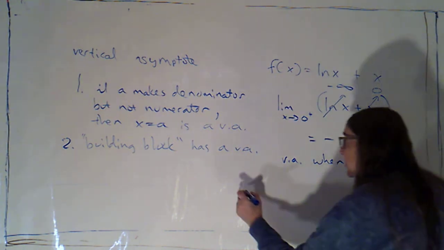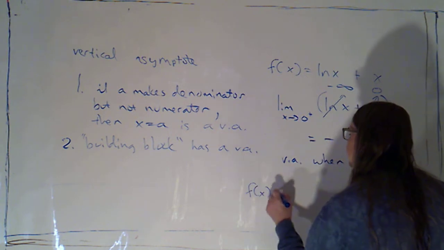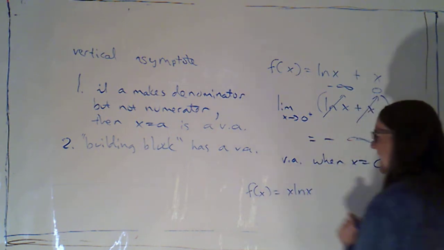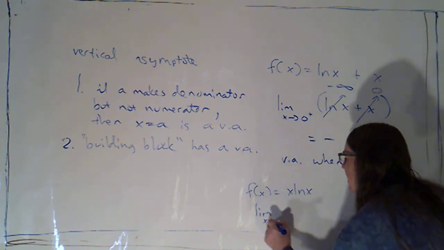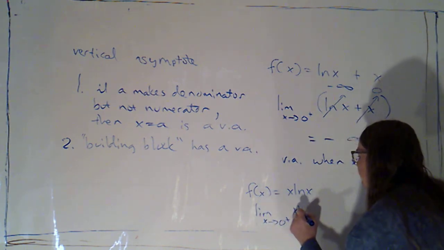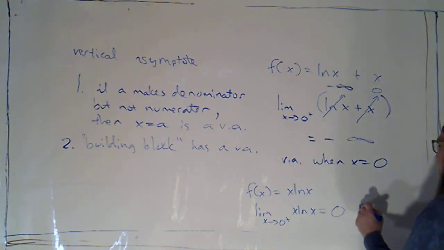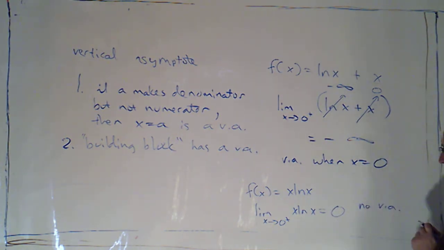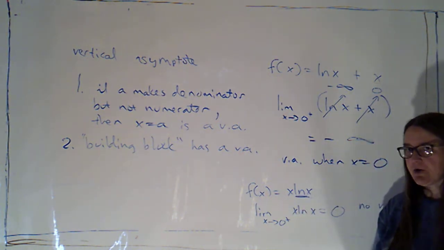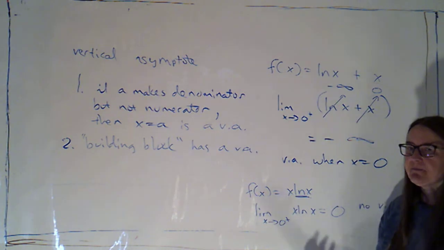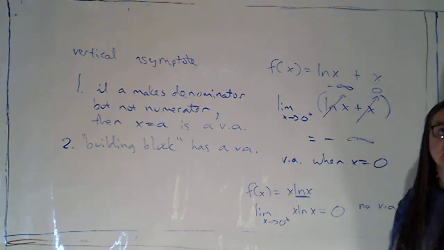However, if you remember earlier on, I think it was in the last video, we looked at f of x equals x times the natural log of x. In that one, we used L'Hopital to evaluate the limit, and we got that that limit was equal to 0. So this one had no vertical asymptote. So here, even though that same building block function had a vertical asymptote, it didn't bring it with it. Okay. So it may or it may not, and you simply have to check.